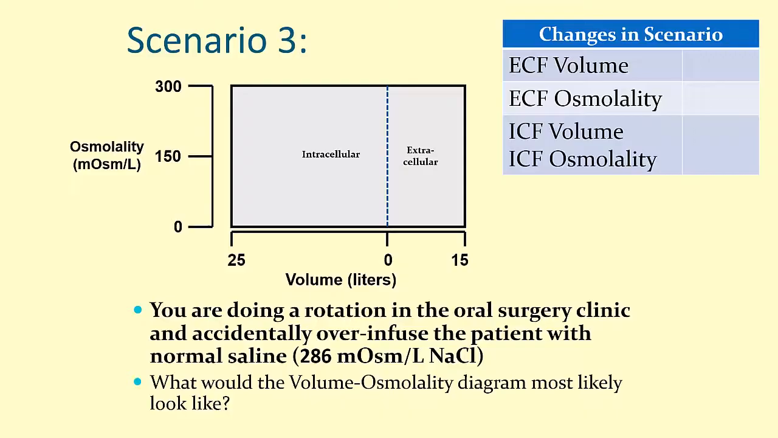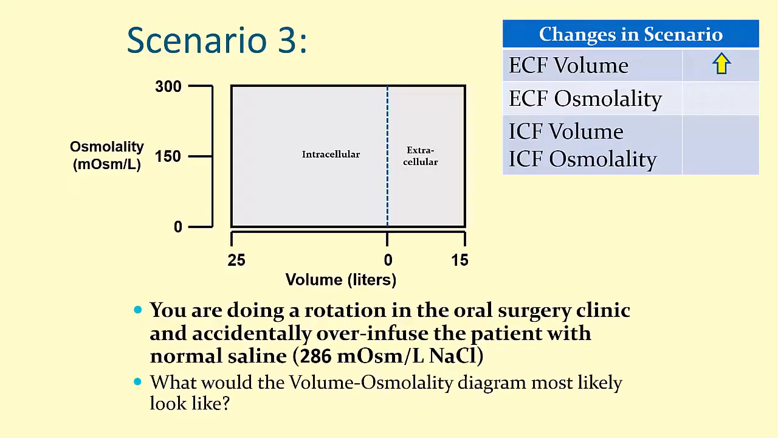You were treating patient 3 in the oral surgery clinic, and due to a miscommunication, accidentally overinfused the patient with normal saline. The information is provided for us that this IV solution is approximately isotonic at 286 milliosmoles per liter. The name normal saline is derived from the fact that the saline solution has an osmolality relatively normal to a patient's blood. Since we have added excess fluid to the patient's blood, the extracellular fluid volume would increase.